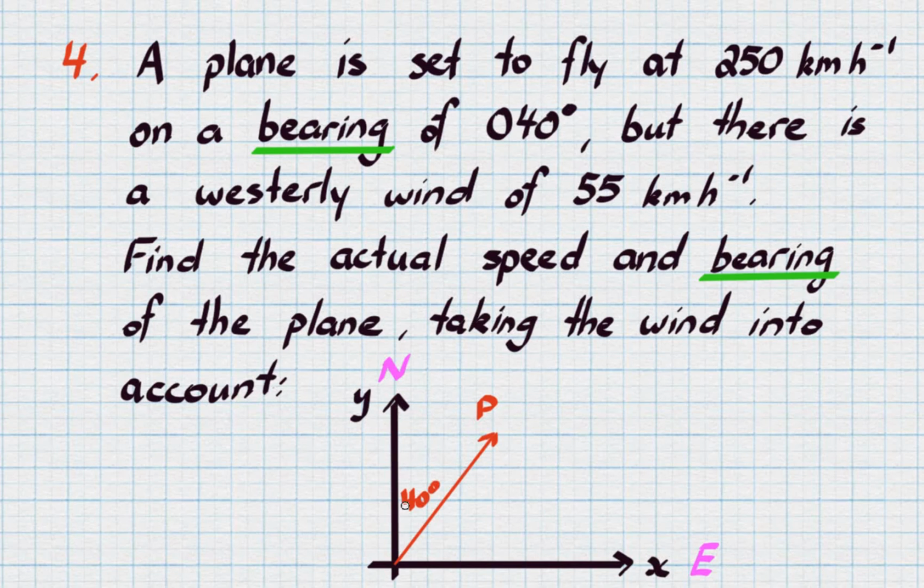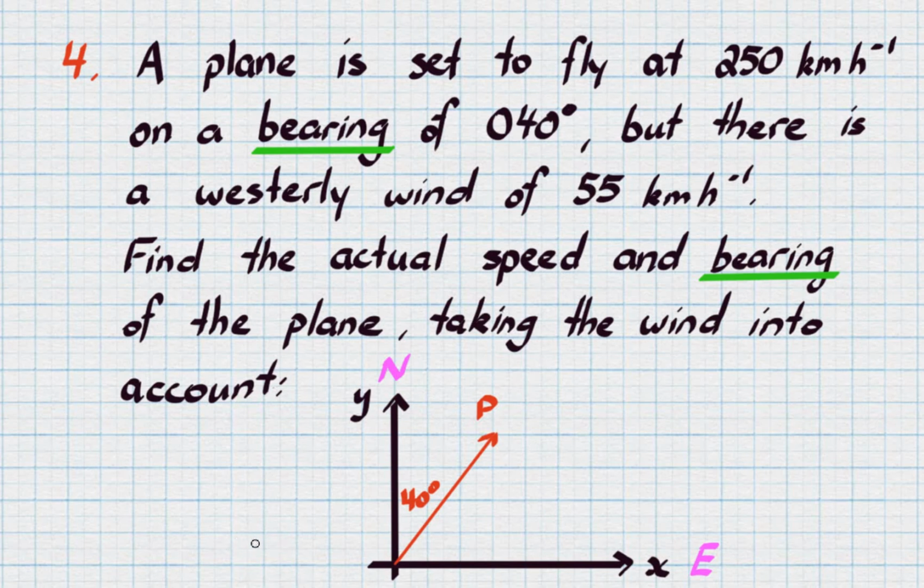Remember, it's a bearing, so start by facing north, which is 0, and rotate clockwise until we hit our 40 degree bearing. And then also we know the magnitude of this is 250. So that's where our plane is heading initially. But then we have our westerly wind.